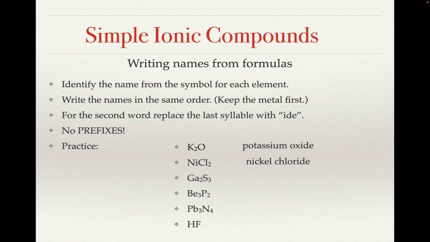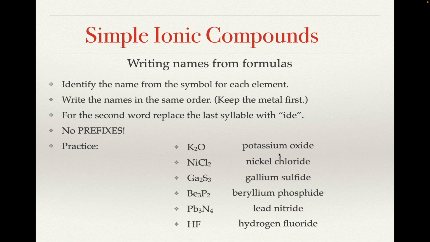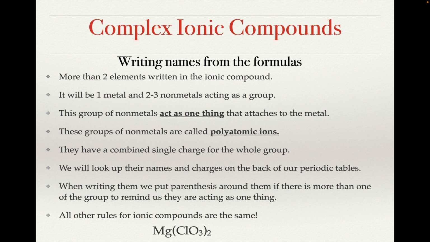NiCl2 would just be nickel chloride. Notice how there's no prefixes being used, but the second word is returning to -ide. And if we do that for all of these, you again see how even though there's 2s and 3s and 4s in here, none of that is shown on this because we're doing ionic compounds that do not use prefixes here. Okay. The last thing we want to talk about is what happens when we have a complex ionic compound.